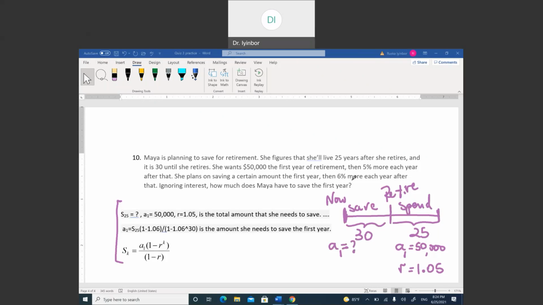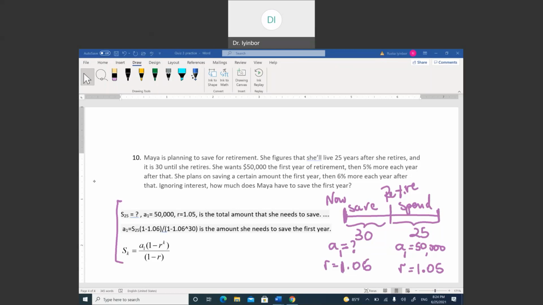And 6% more each year after that. So that means the rate is going to be 1.06, because 6% in decimal is 0.06, but it adds up to the 100% pretty much. That's how you look at it. So it's going to be 1.06 every year after that. Okay, so we're not going to look at the interest. How much does Maya have to save the first year? So that's the question here. How much does she need to save the first year?